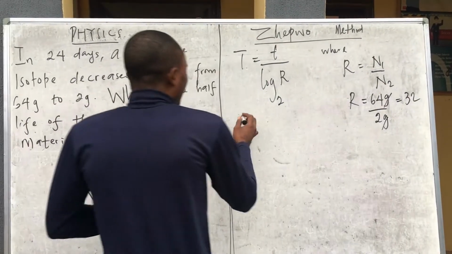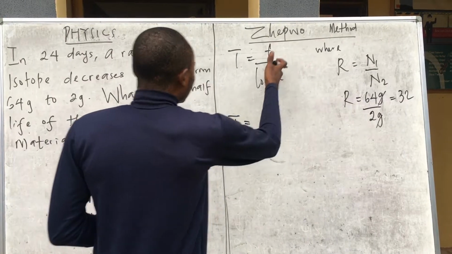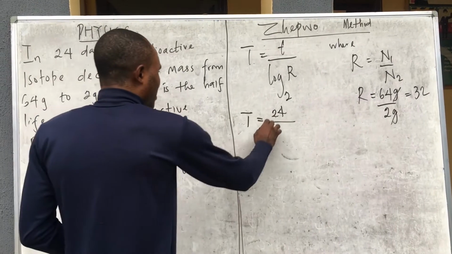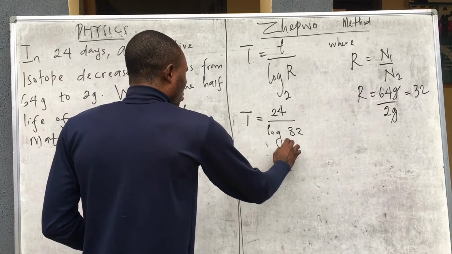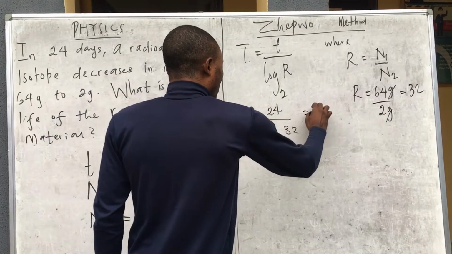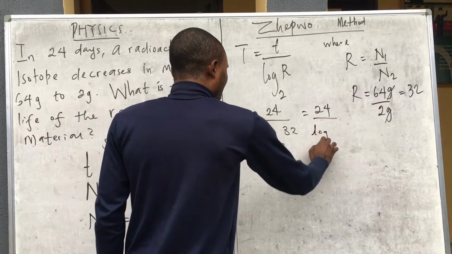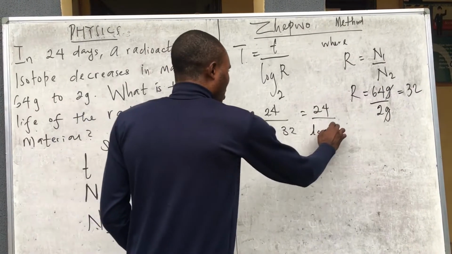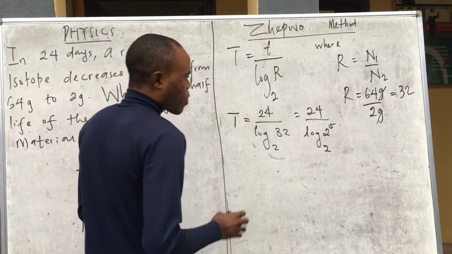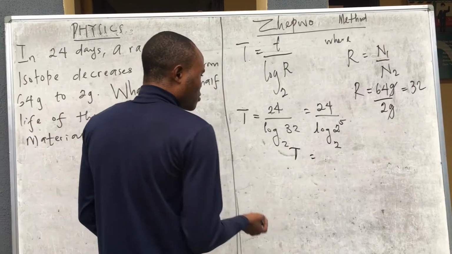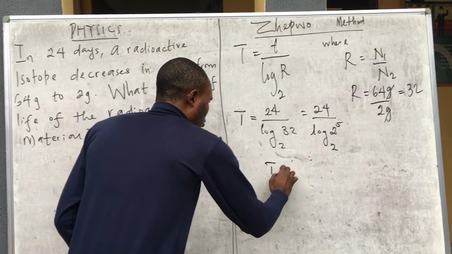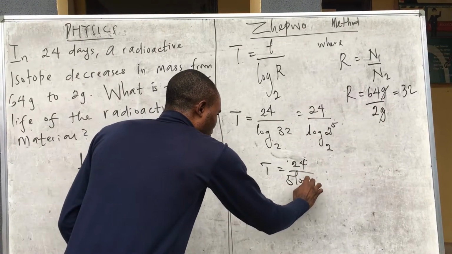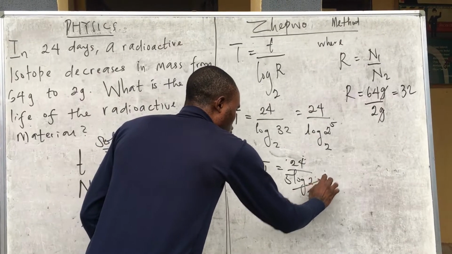When you substitute these parameters into the equation, you will have 24, that is 24 days, divided by the logarithm of 32 base 2. From here, we can express this 32, this argument, in index form. That will be 2 to the power of 5, base 2. From your knowledge of logarithm, your T, the half-life, will become 24 divided by, you can bring this 5 out front, so that you have 5 log 2 base 2. You know that log 2 base 2 is 1.